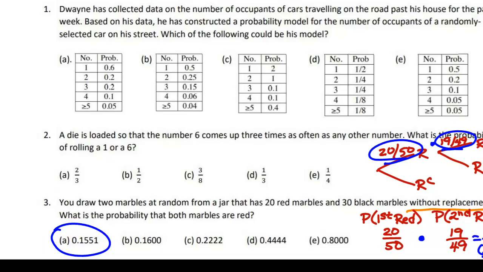Anytime I'm working with events that are not independent, I'm still going to be multiplying probabilities together, but I just have to figure out how that second probability is going to be different because they're not independent.